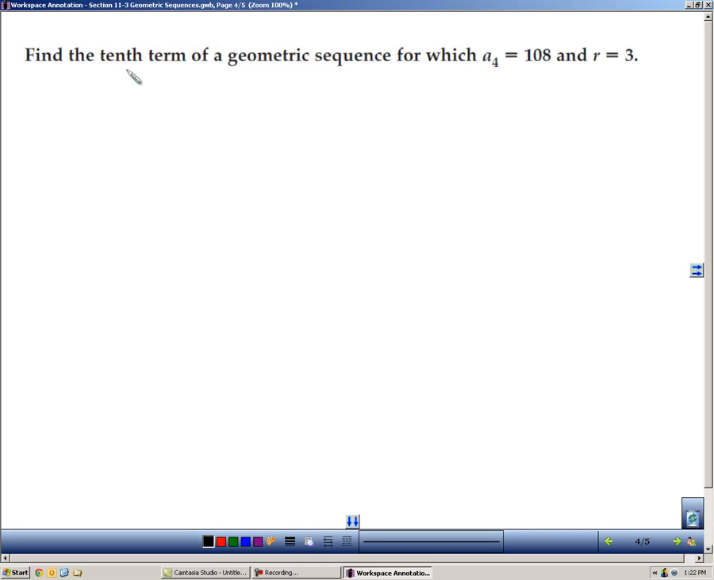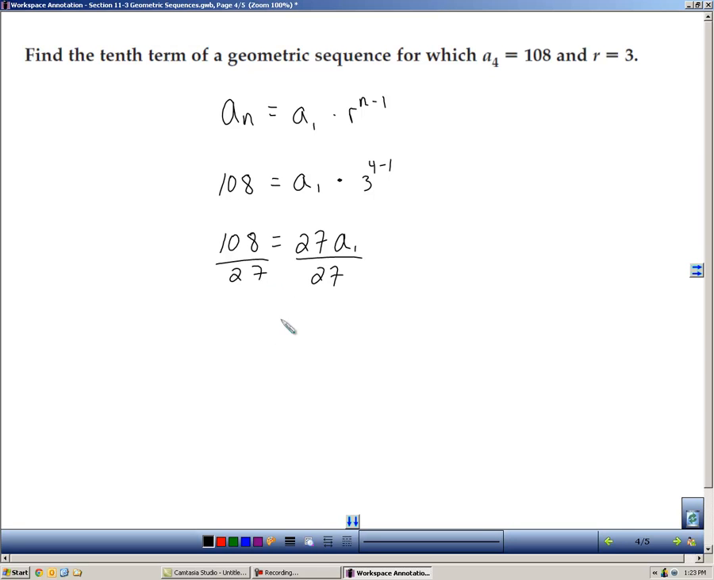In this example, we're asked to find the 10th term, and we're given the common ratio, which is good, but we're given the 4th term. And that doesn't help us. We really need to find the first term so we can use the formula. So we're going to start with the formula. We're going to plug in the values that we do have. We know the 4th term, a sub 4, is 108. So I'm going to write my equation based on the 4th term. I don't know what a sub 1 is. I don't know the first term. But I know the ratio is 3 and the n is 4 because that's the 4th term. And I'm going to use this to solve for the first term, the a sub 1. So 3 to the 3rd power is 27. So we have 27a. We'll divide both sides by 27. And we'll find out that a sub 1 is 4, which means the first term in this sequence is 4.